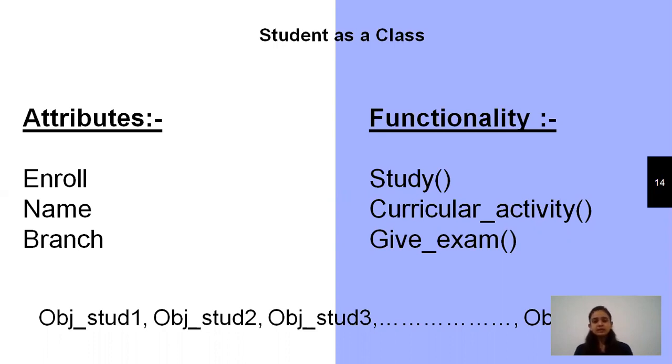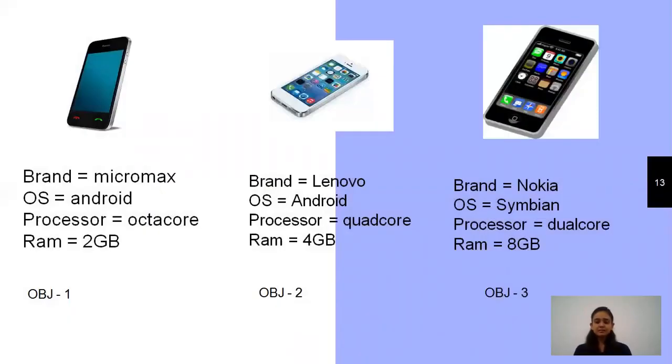Suppose I am creating a student as the class. Now what is a class? A class is the design of the object. So in the class, what do I have to mention? I have to mention the attributes and its functionality. Suppose over here, I am creating a class of the mobile phone. So what is a class? Class is the combination of the attributes plus functionality.